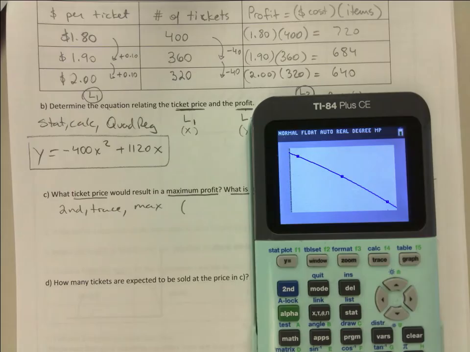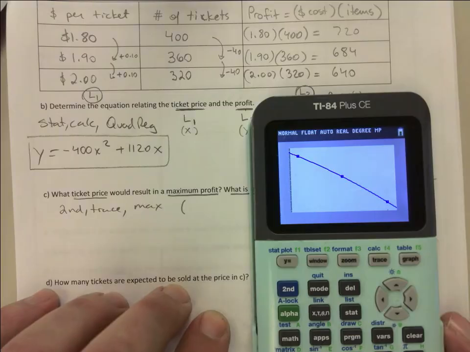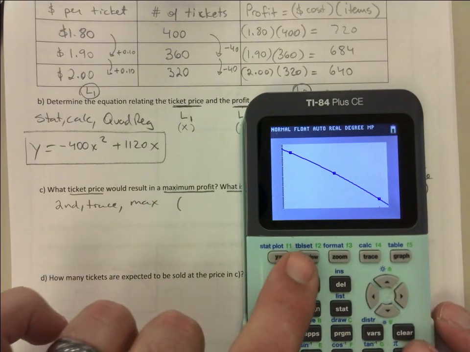Is that a parabola? It should be a parabola, but does this look like a parabola right now? You don't see the whole thing? So what is the first thing that I will advise you to do?